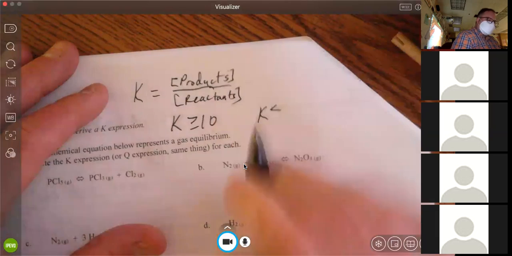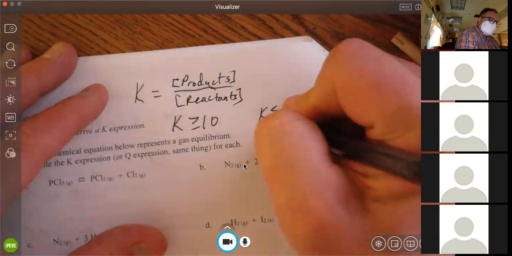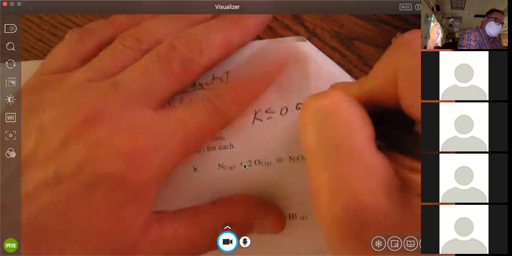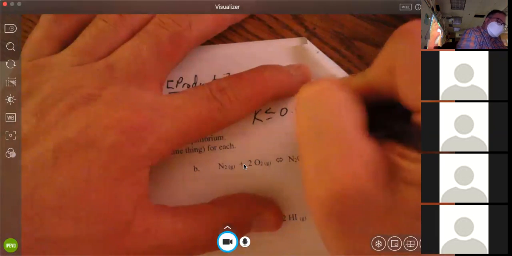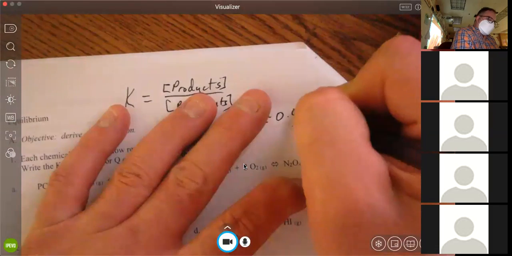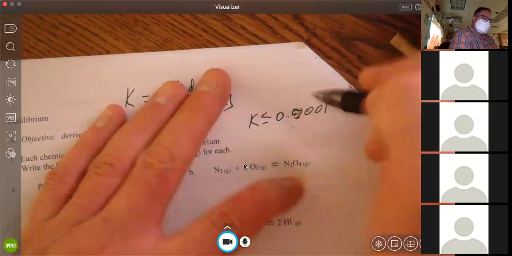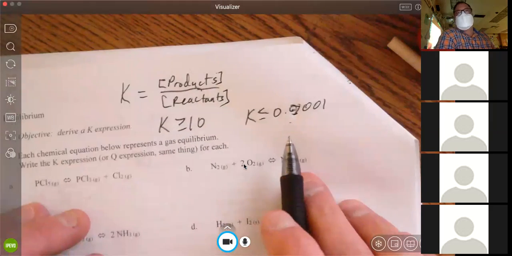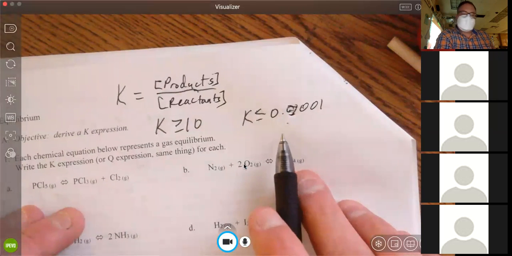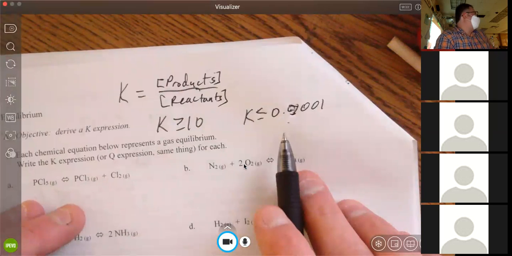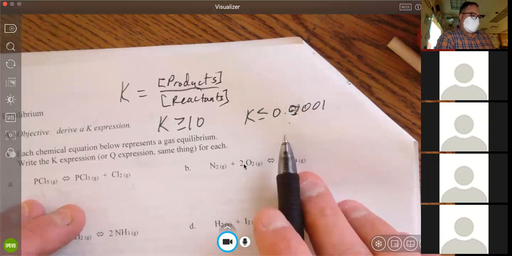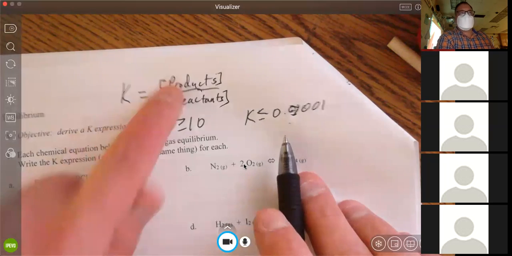If K is less than or equal to 10 to the negative 4th, and I'll have to recheck on this, but this will give us a good start at least, then that means that the reaction almost doesn't go at all. Right? So out of 1,000,000, maybe 4 or something ridiculous like that. That just gives you an idea of how K works.